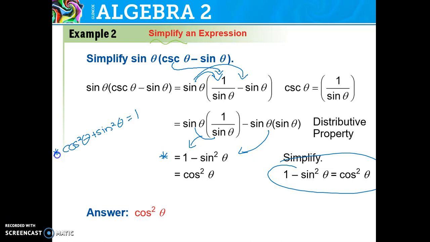So again, I'm taking this identity, and I notice that if I subtract sine squared from both sides, 1 minus sine squared is the same as cosine squared. So that's as simple as I can get.